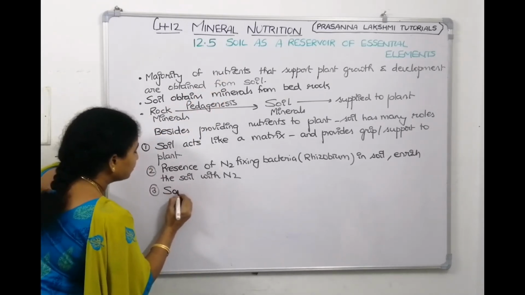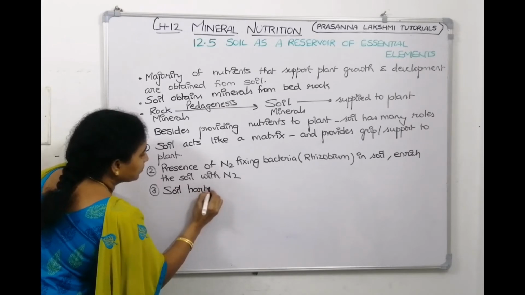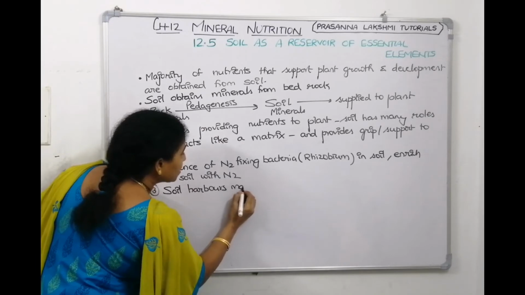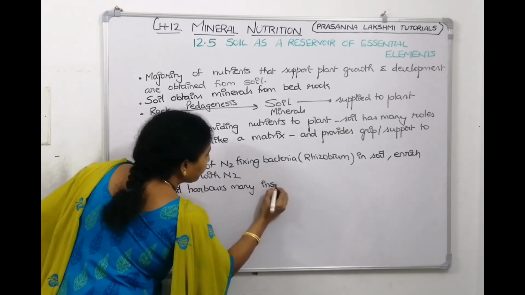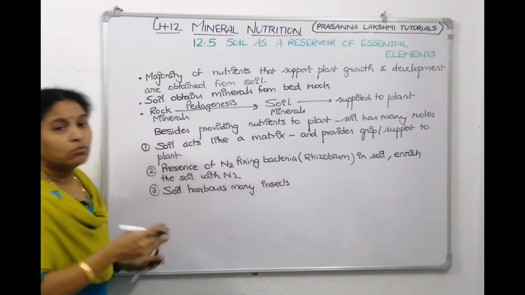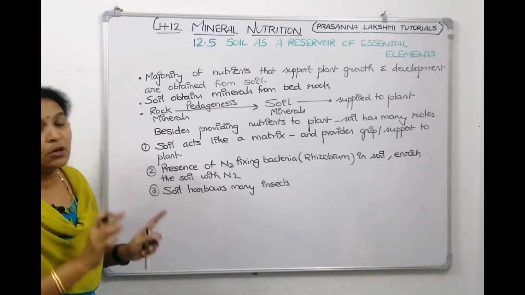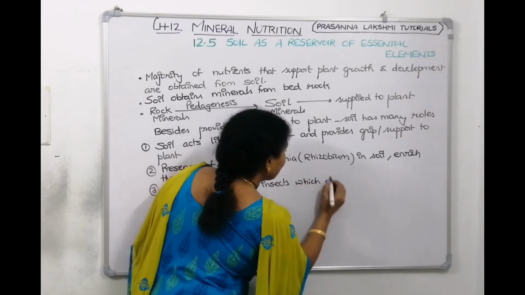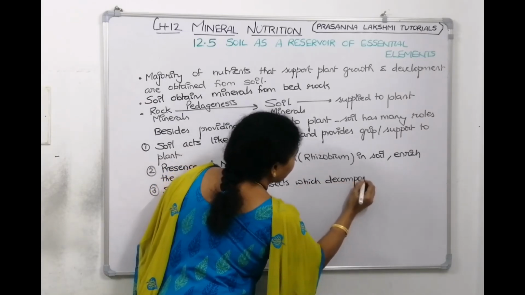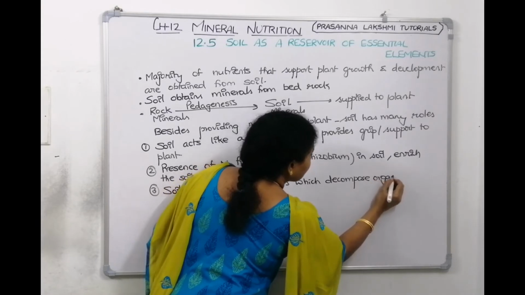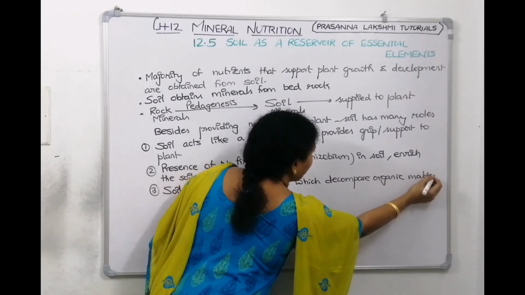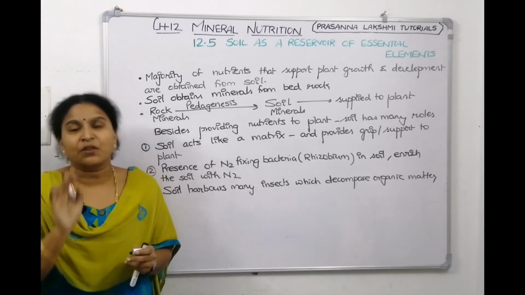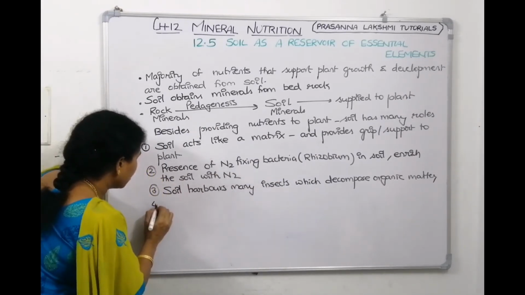So soil not only harbors bacteria, soil harbors many insects. And what will these insects do? The insects help in decomposition of the organic matter. It harbors insects which decompose organic matter. Now, if the organic matter is decomposed, it gets converted into simpler forms, then the plant can obtain it. In that way also, soil is providing nutrition.